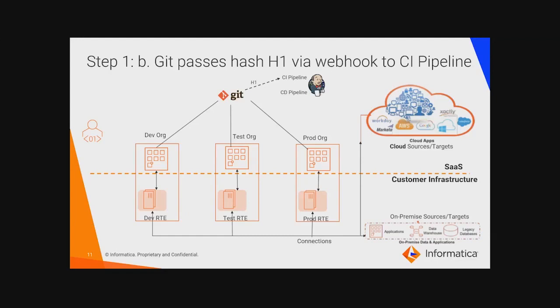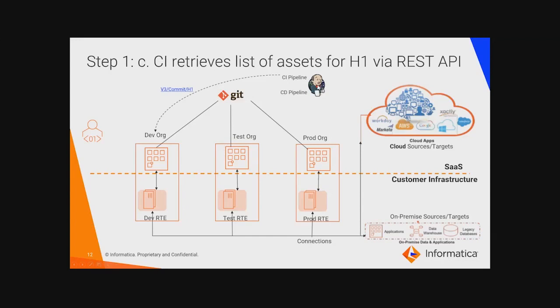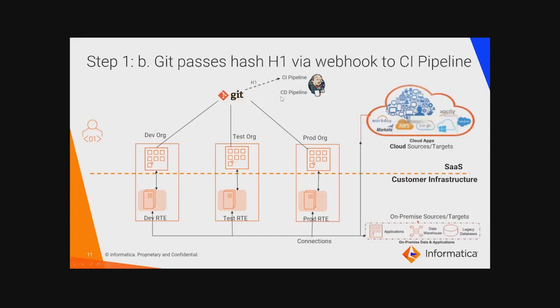Those triggers will be set up in such a way that the moment a check-in happens on a particular branch, for example dev or test, maybe not prod, it will let Jenkins know, hey, we got a check-in at this point in time. It will send a message to the Jenkins server saying there is a check-in. The Jenkins process will get triggered because of this message. So in step 1B, when the message goes to the CI process and the Jenkins server, Jenkins will trigger a build process.